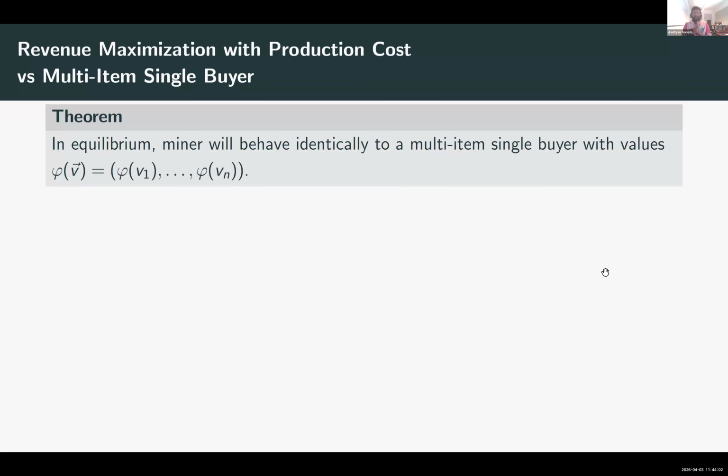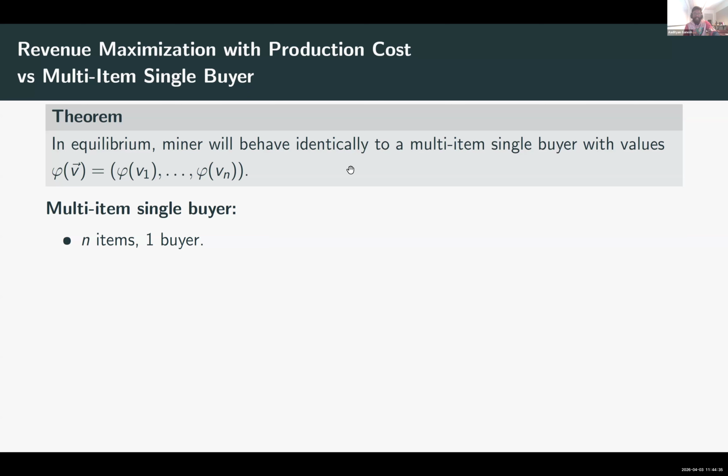All right, so we'll get into our first result. The first result says that in equilibrium, the off-chain play of the miner will be identical to a multi-item single buyer setting with the values phi of v1 for the first item, phi of v2 for the second item, and so on. We'll unpack this theorem bit by bit. The first step of unpacking this theorem is setting up the multi-item single buyer setting. So the multi-item single buyer setting is going to be the following.